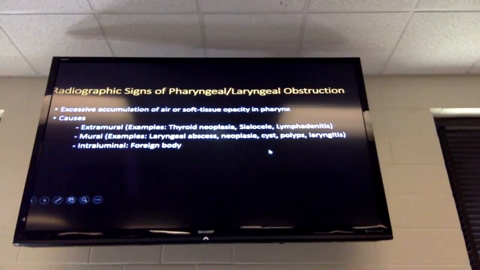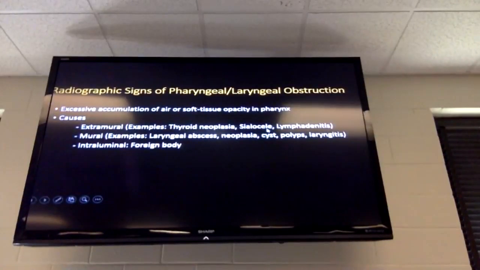So when we come to the laryngeal pharyngeal area, the lesions can be extramural, mural, or intraluminal because it's a hollow structure. Okay? So extramural means surrounding tissues outside the larynx. So you have to think about what lives outside the larynx. For example, there is the thyroid gland in that area. There are salivary glands like the parotid and mandibular. There are lymph nodes like the retropharyngeal lymph nodes in that area.